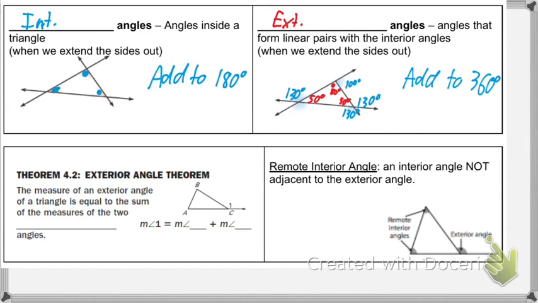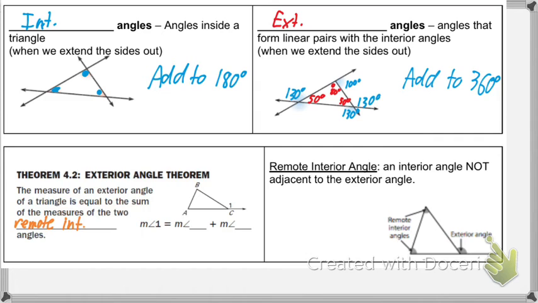We have this exterior angle theorem. The measure of an exterior angle of a triangle is equal to the sum of the measures of the two remote interior angles. What does remote interior angles mean?